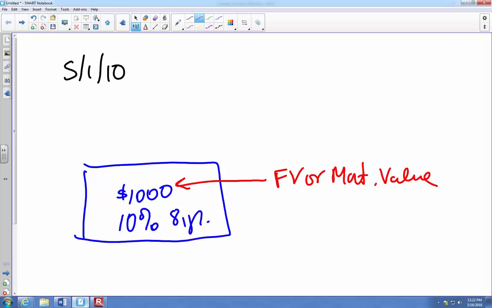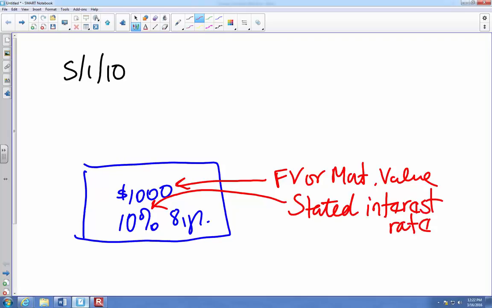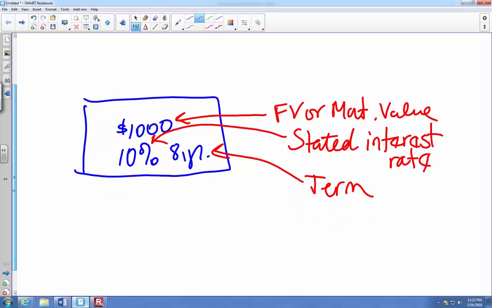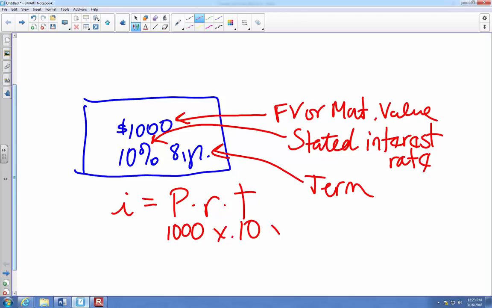When I issue bonds, what am I doing? I'm borrowing money at a stated interest rate, right? For a term. And I'm going to pay you interest based on the face value. So how much interest am I going to pay for a year? How are you going to calculate that? Principal times rate times time, right? The principal is face value, or maturity value. And if it's for a whole year, my time is 12 over 12. For 6 months, it's 6 over 12. 3 months, it's 3 over 12. So I'm essentially paying $100 a year on this bond.